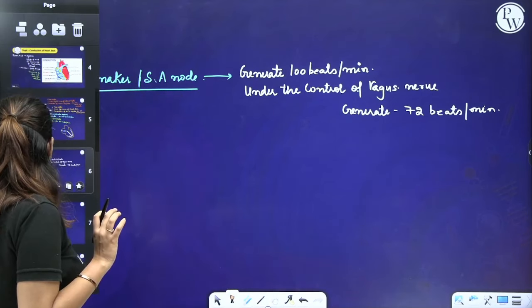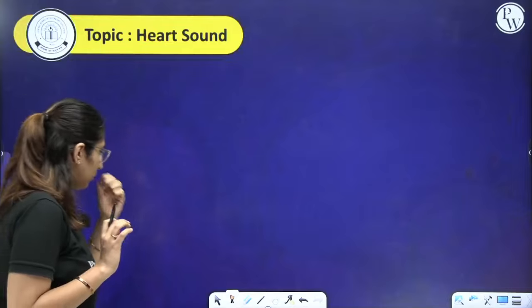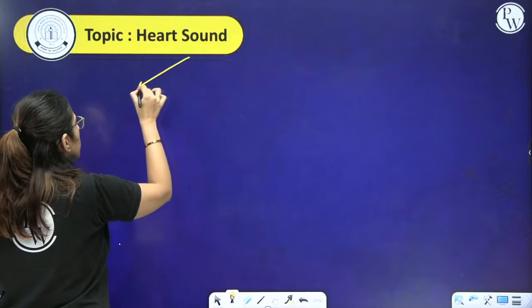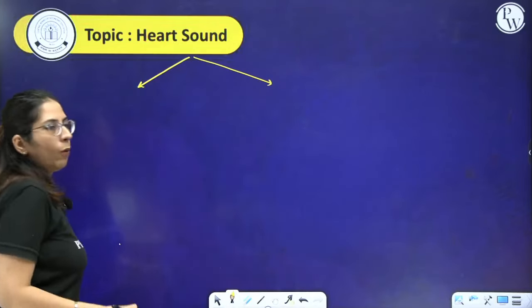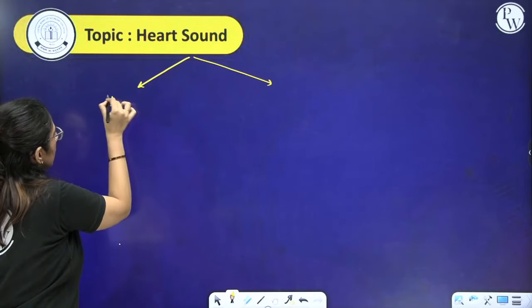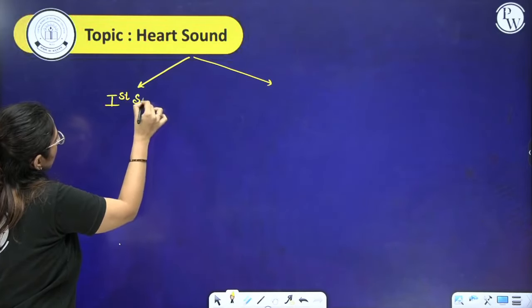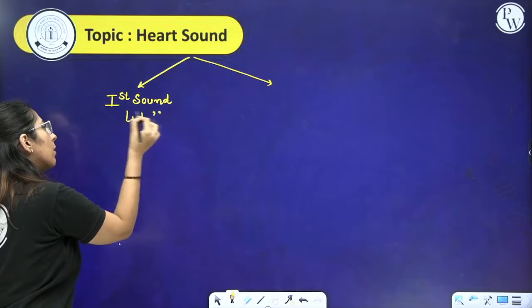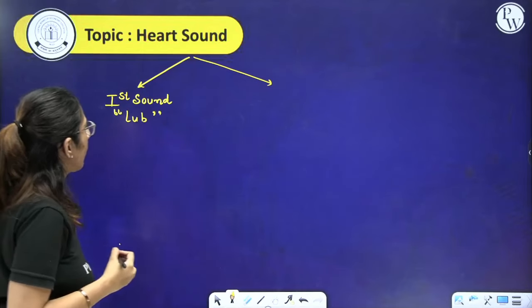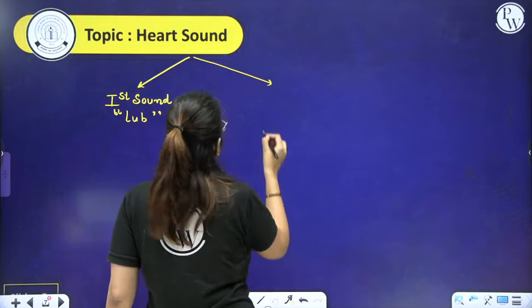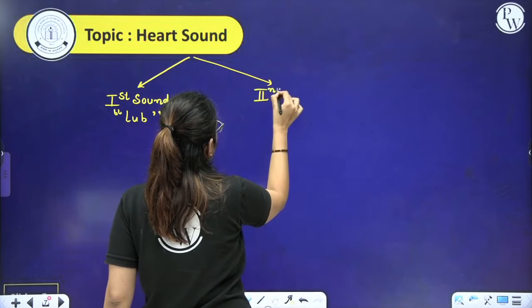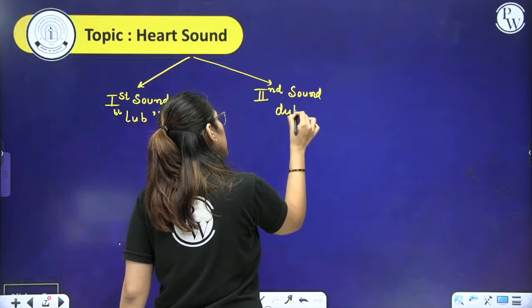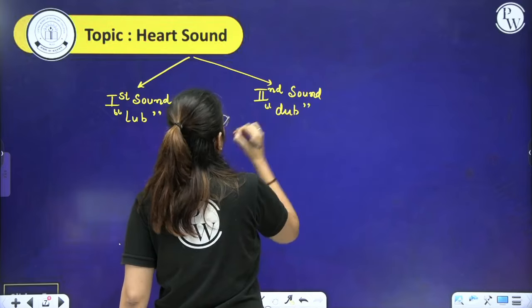Now, let's talk about the heart sound. So the human heart produces two sounds. One is termed as the first sound, lub, which is of low intensity and high duration. The second sound is dub. These are the two sounds which are produced by the heart.